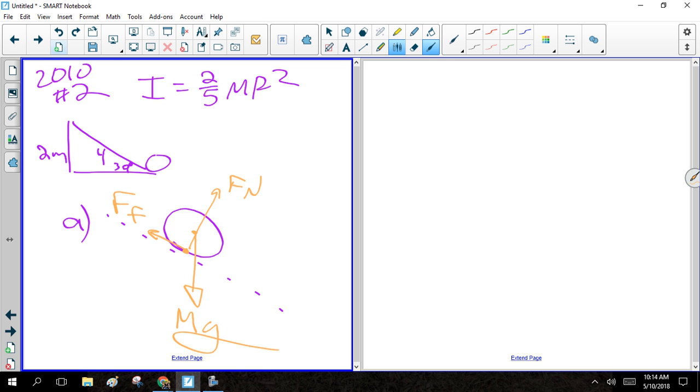then find your acceleration, then use net force equals ma to find the force of friction. Or you can set up a net torque equals I alpha equation and find your force of friction directly. Which one of those 2 methods makes more intuitive sense to you guys? Net torque? Okay. Let's do it that way.